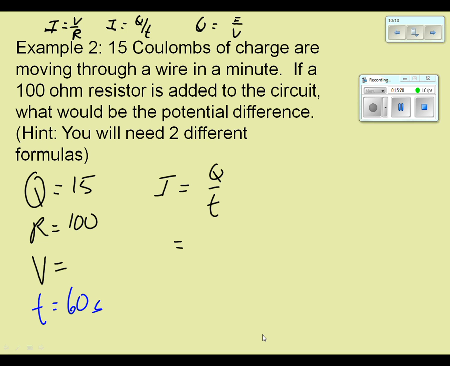Okay. Watch, so that later when you say I don't get it, you'll get it. What's Q? 15. What's T? 60. The I is 0.25 amps. Okay. Can I use that now to solve for V? Which one has V and I in it? The new one.